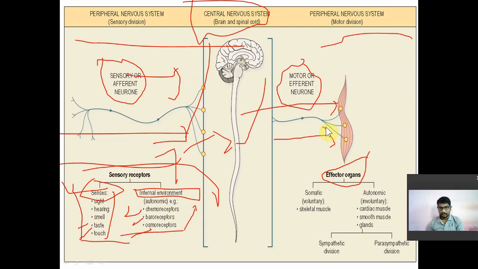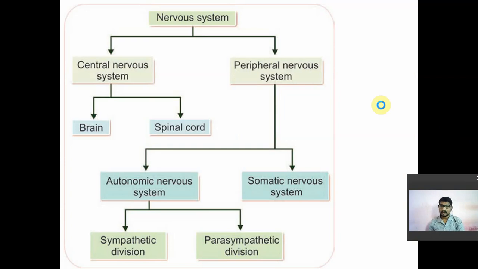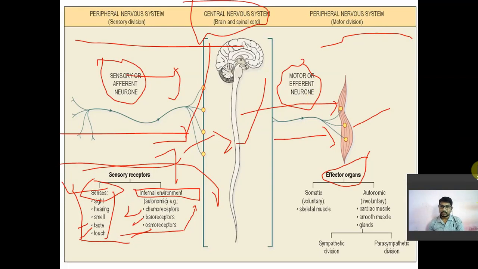For example, you can see over here, this is a muscle fiber. It is somatic. Somatic means that it is under your voluntary control. Effector organs may be either somatic, that is for example skeletal muscle, which is under voluntary control. Then autonomic muscles, for example cardiac muscles. Can you control that? Can you control your heartbeat?